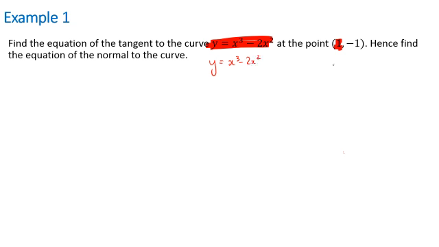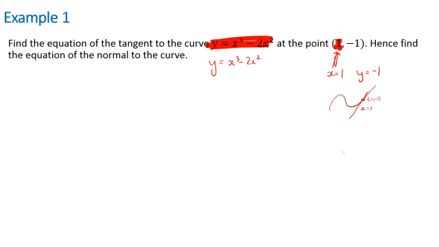This is telling me that x equals 1 and y equals -1. So that's where it's crossing. So imagine the cubic graph looks like this, then at x equals 1, I've got a tangent line. Okay, that's all it means. And at this point, it's 1, -1. That's what it's telling me. So what they want you to find is the equation of the tangent and then hence find the equation of the normal.